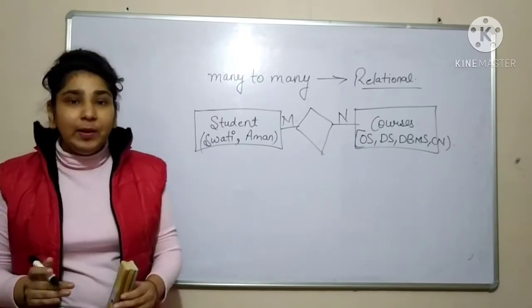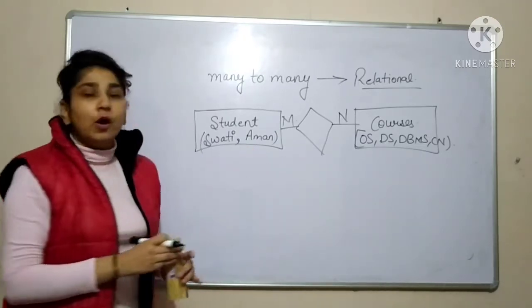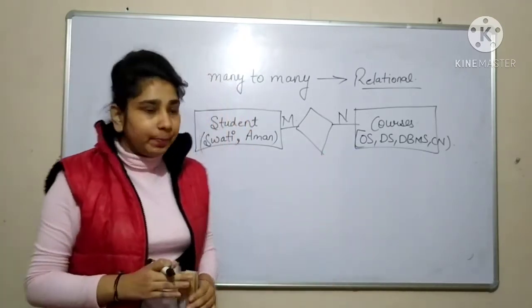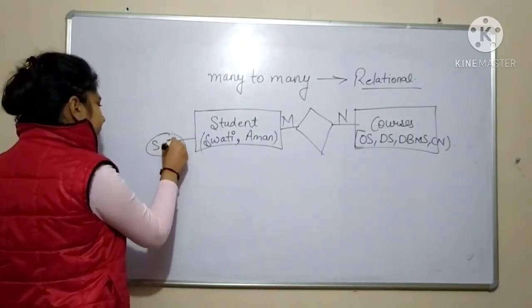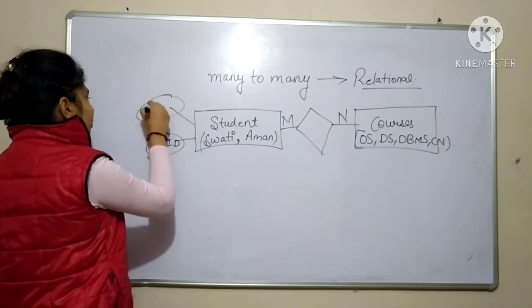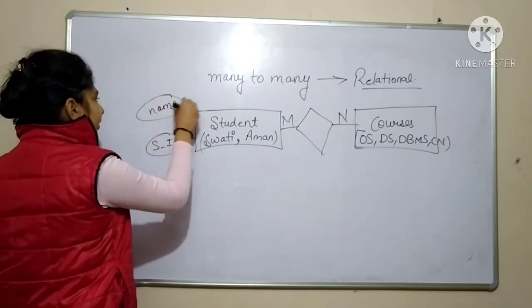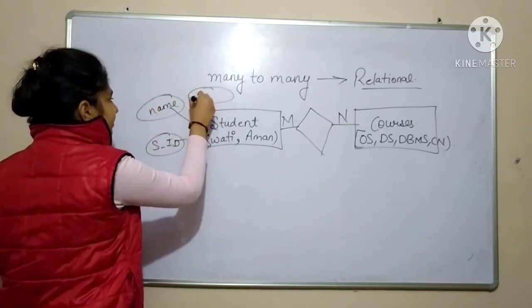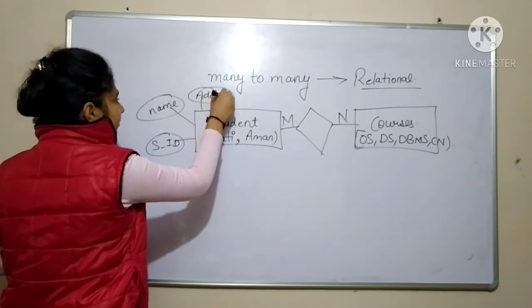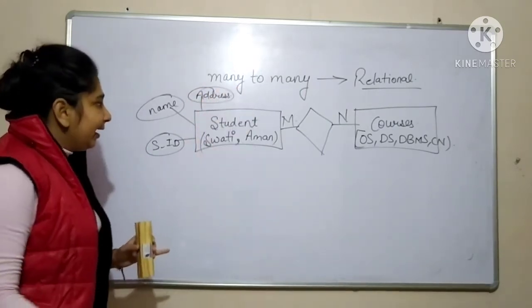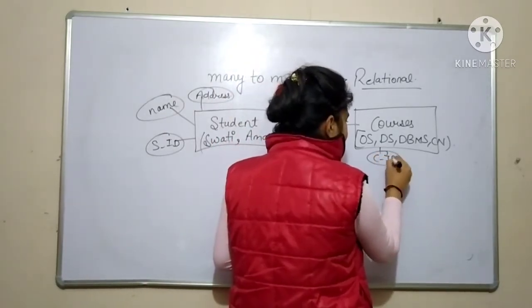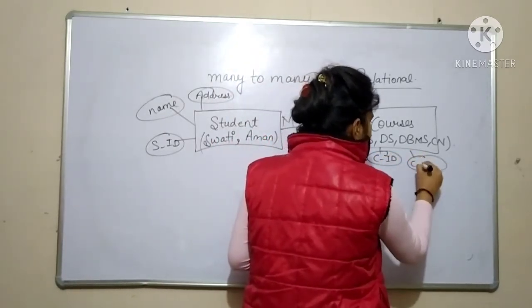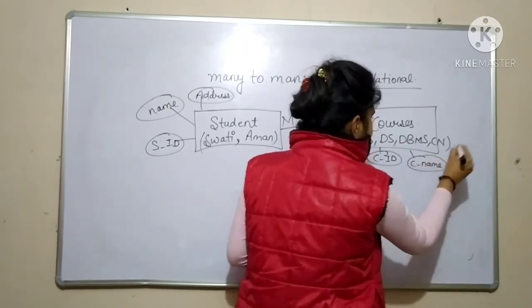Okay, and let me define the attributes for these two entities. We have a student ID, we have student name, and we have address. And we have course ID and we have course name.